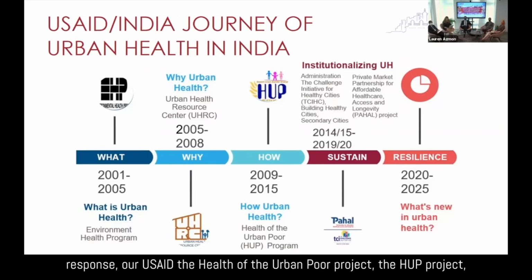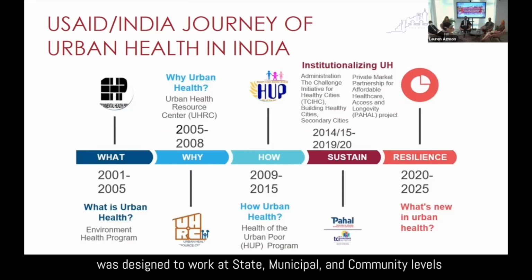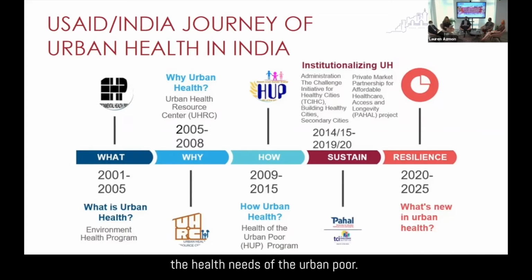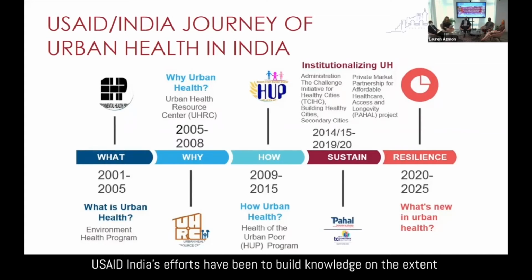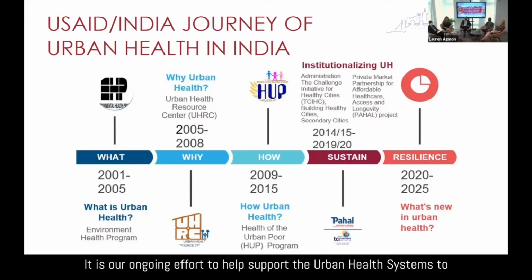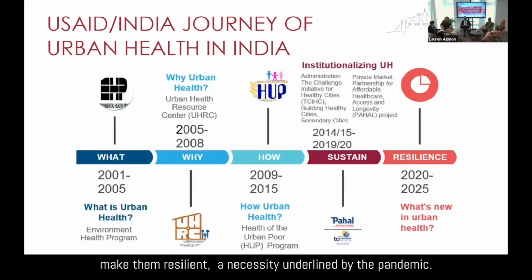And in response, our USAID Health of the Urban Poor project, or HUP project, was designed to work at state, municipal, and community levels to develop innovative policies and program strategies to better meet the health needs of the urban poor. So USAID India's efforts have been to build knowledge on the extent and nature of health challenges among the urban poor and use this information to advocate, design, develop models and strategies and institutionalize delivery mechanisms for urban health. It is our ongoing effort to help support the urban health systems to make them resilient, a necessity underlined by the pandemic. Next slide.